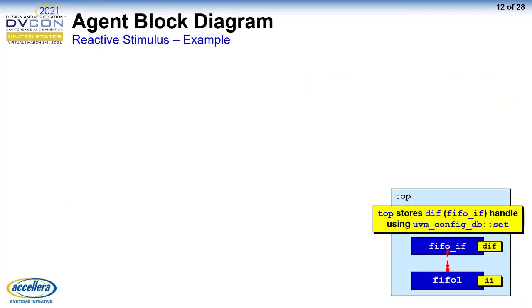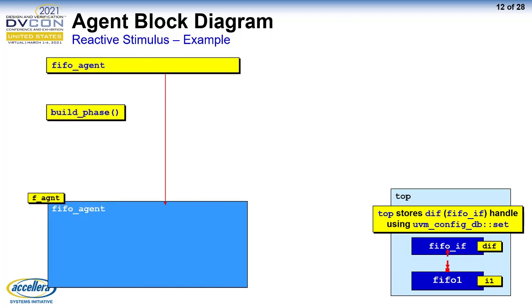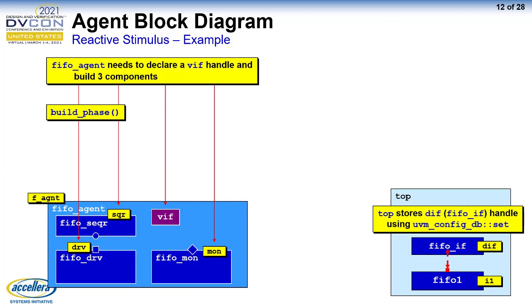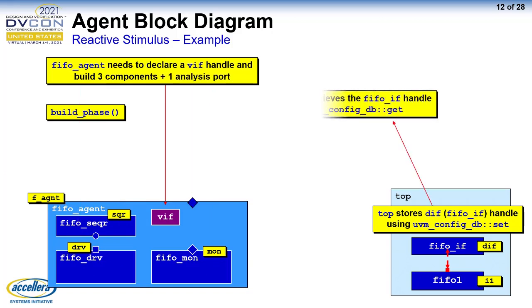The agent will need access to the FIFO interface handle, so the top module stores the DIF handle into the UVM config DB. So now looking at the FIFO agent, in the build phase, the FIFO agent will declare the VIF virtual interface handle and build three components: the sequencer, driver, and monitor, and the agent's analysis port. Still in the build phase, the agent will retrieve the DUT interface handle from the UVM config DB and save it to the VIF handle declared in the FIFO agent.